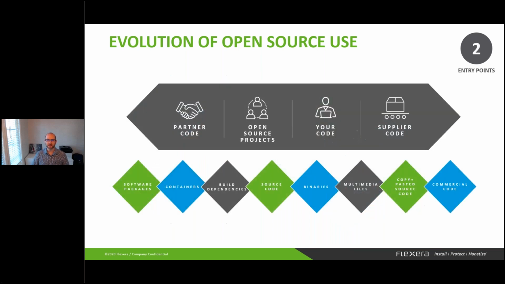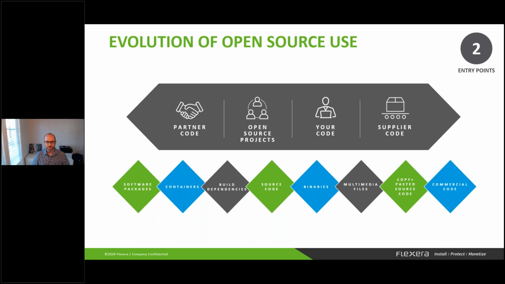The second element to this is that the number of entry points of where code can come into your organization has significantly increased. And again, the root cause of that is the fact that your build essentially has been opened up to the outside world. So it is not uncommon today to rely on a vast partner network to leverage open source projects, to write your own code, to have supplier code, to have commercial code.